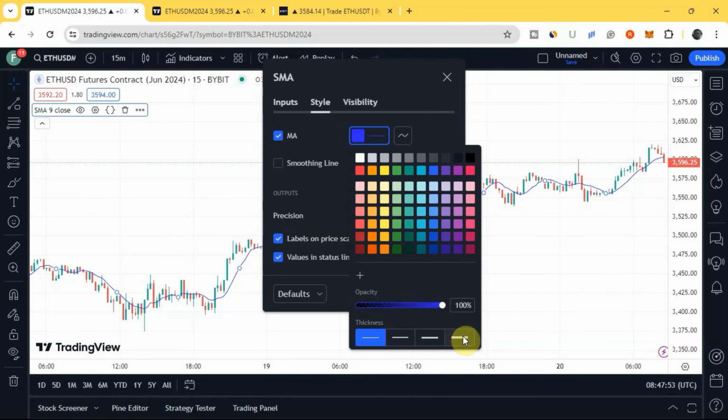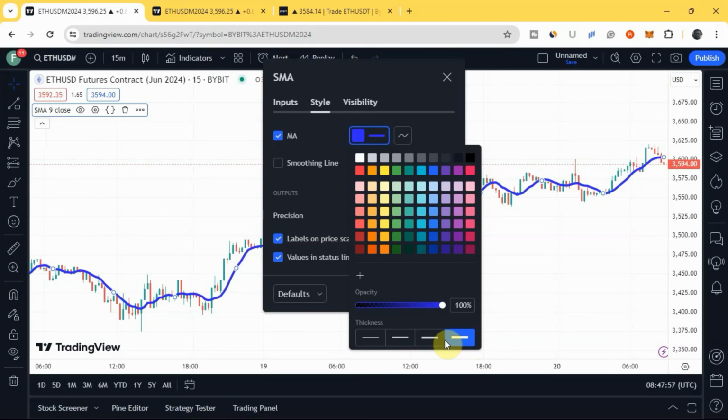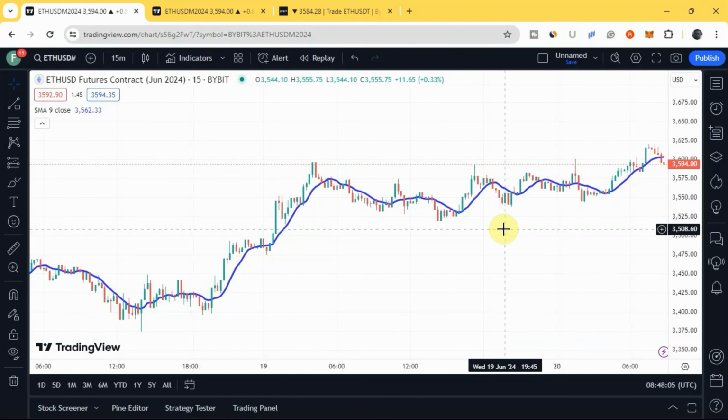So if you want to pick the boldest one or the biggest one, you can see it has changed on the chart. But I think that's too bold. Let me pick this one right here. So I will be using that one for this. And if you want to change the color, you can change it right here. But I'm not changing the color, so I'll leave it there.